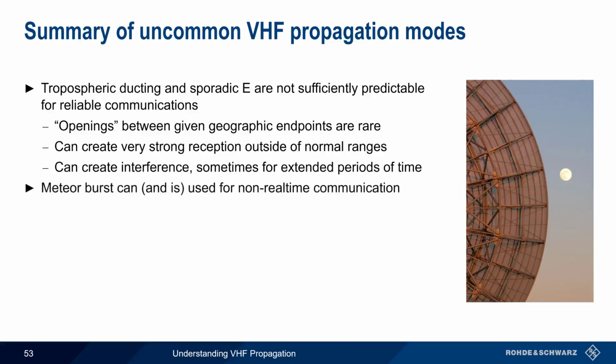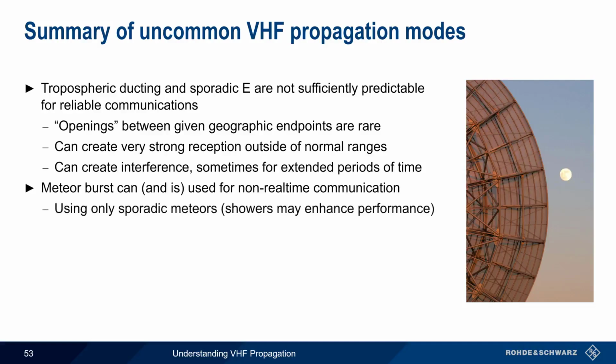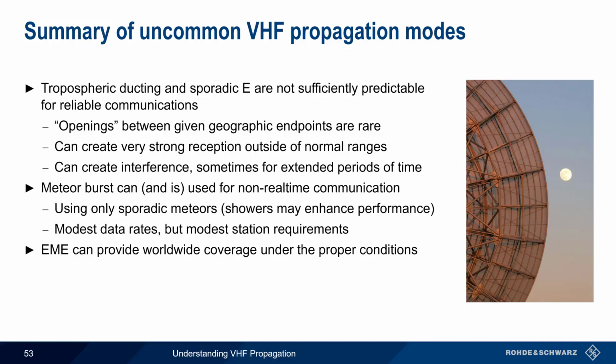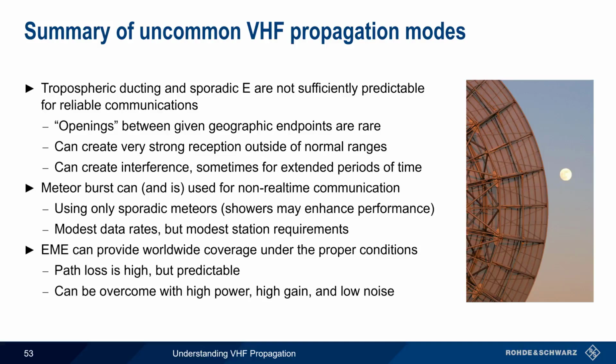Meteor burst, as we've seen, can and is being used for reliable non-real-time communication. This is usually accomplished using the sporadic meteors that are constantly entering the Earth's atmosphere, although the appearance of meteor showers may further enhance performance. And while meteor burst does only provide very modest data rates, the station requirements are also very modest, with battery or solar power often being sufficient. And finally, EME, or Earth-Moon-Earth, is capable of providing worldwide coverage at VHF under the proper circumstances. Although EME path loss is quite high, it is predictable and can be addressed using high-power transmitters, high-gain antennas, and low-noise components.